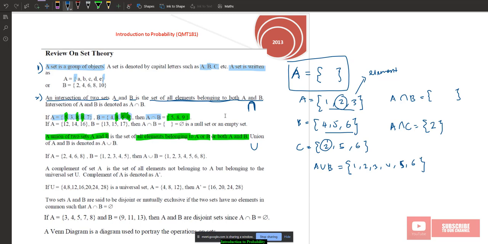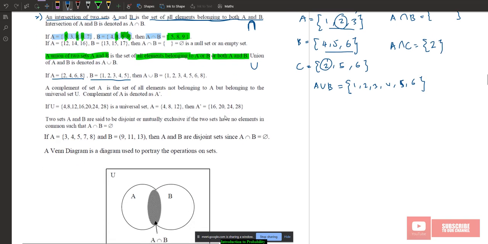For example, let's say you have A as 2, 4, 6, 8 and B as 1, 2, 3, 4 and 5. So A union B should be 1, 2, 3, 4, 5, 6 and 8. Right? So this is just a review. I hope you will do your own revision to further understand set theory, because we're going to use set theory thoroughly in the introduction to probability.